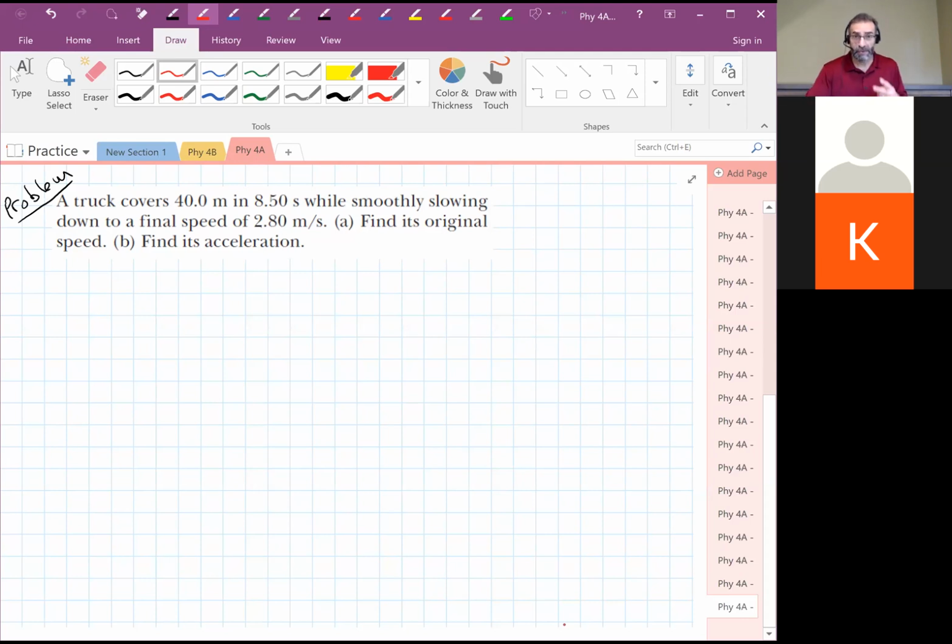So I want to do this two ways. I want to use our equations and sort of do it that way. And then I want to take the graphical approach. We'll make a graph of velocity versus time and see if we can figure everything out from that. So what should we do first? How about we do it graphically first?